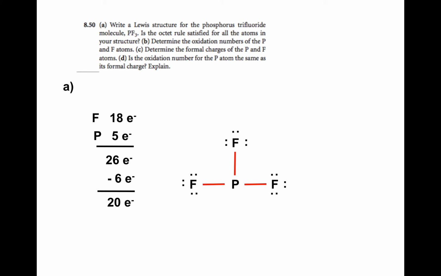18 electrons go around the peripheral fluorines, and that gives me 2 electrons left over to go around the phosphorus. So no, we haven't broken the octet rule here. Everything's got a complete octet.